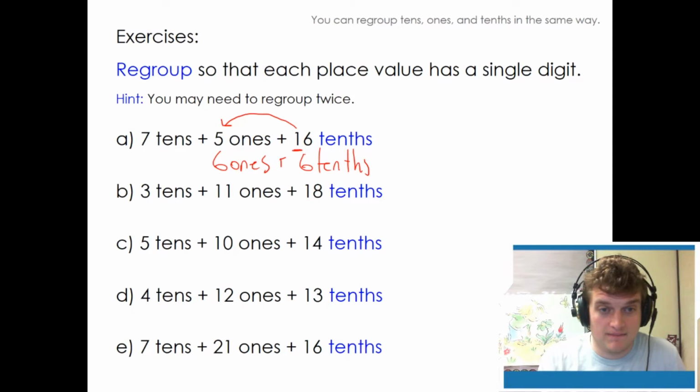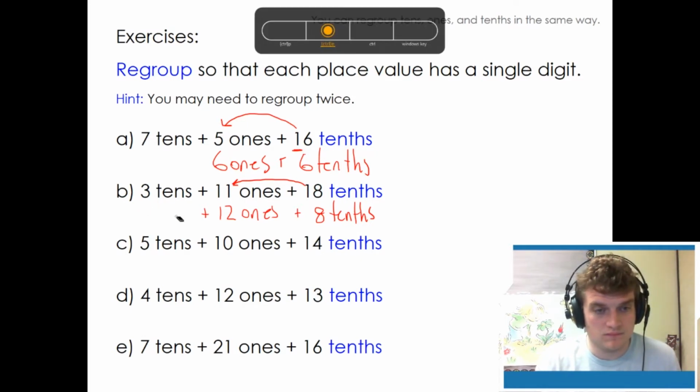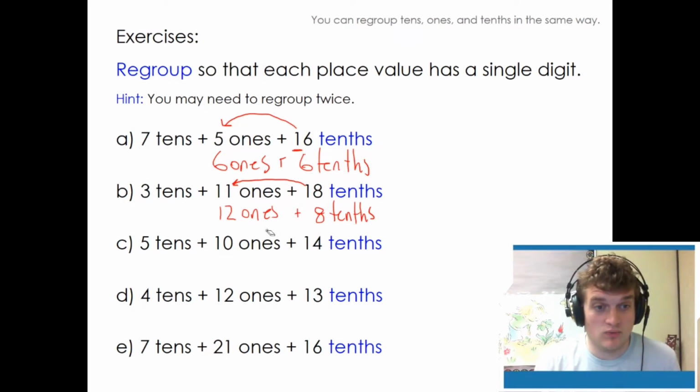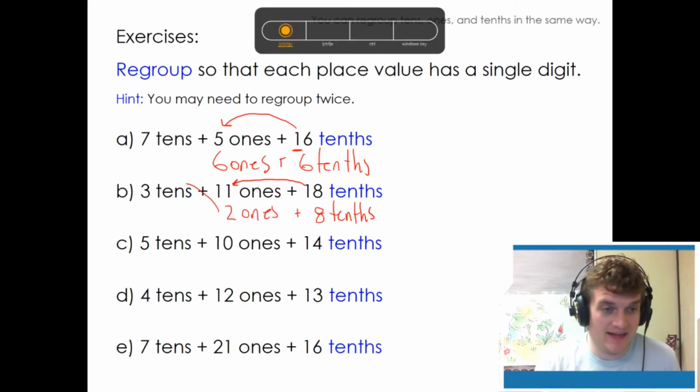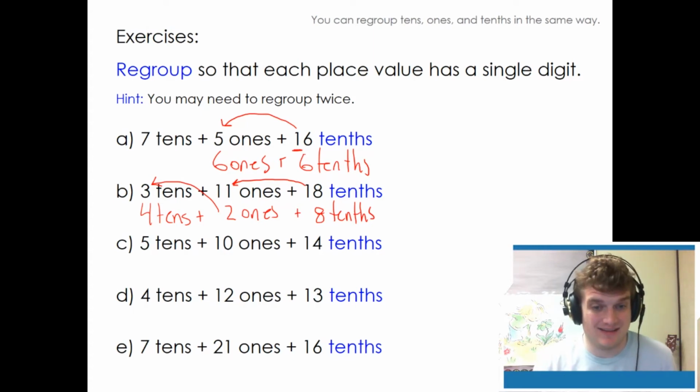Here we've got 8 tenths, plus, we're adding this one over to here, 12 ones. And then this stays. But we have 12 ones, so we need to do it again, getting rid of this ten, adding it to the 3 tens, which gives us 4 tens. We're left with 4 tens, 2 ones, and 8 tenths.